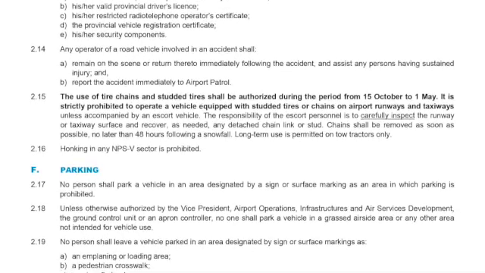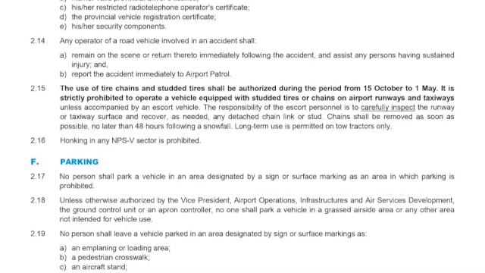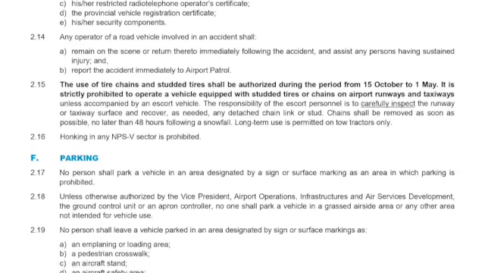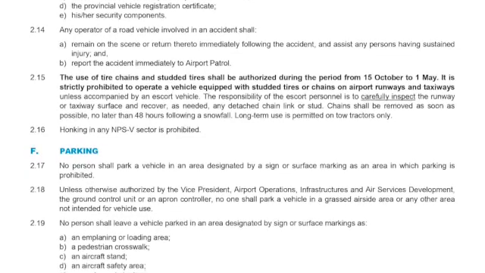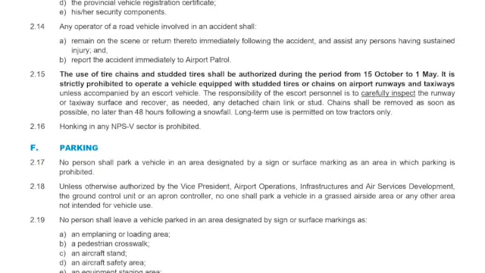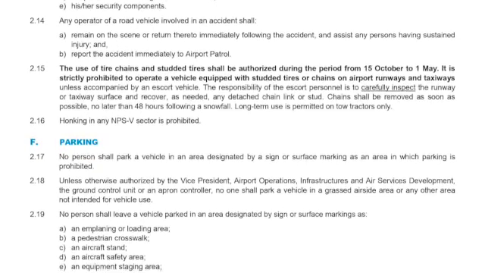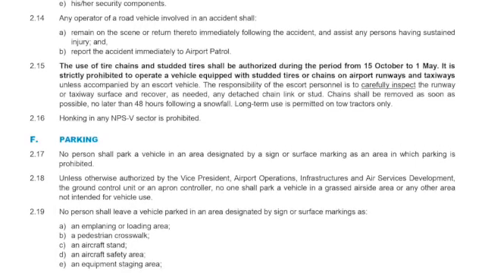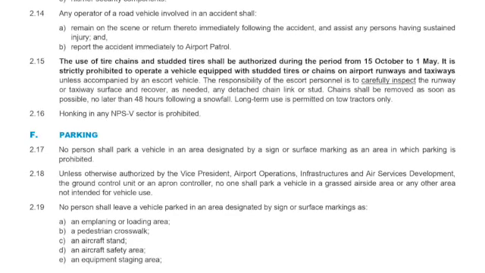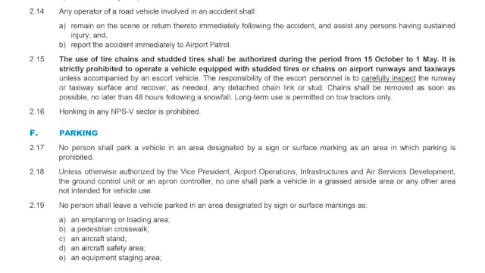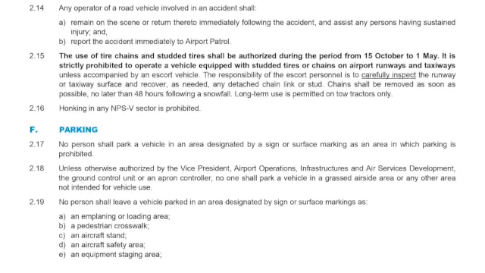F. Parking. 17. No person shall park a vehicle in an area designated by a sign or surface marking as an area in which parking is prohibited. 18. Unless otherwise authorized by the Vice President, Airport Operations, Infrastructures, and Air Services Development, the Ground Control Unit or an apron controller, no one shall park a vehicle in a grossed airside area or any other area not intended for vehicle use.